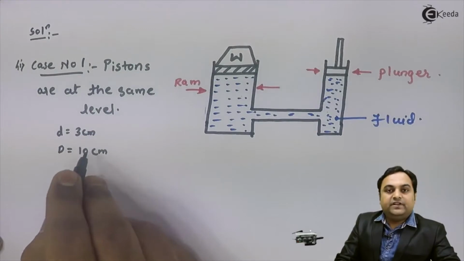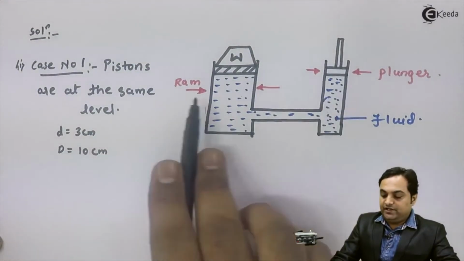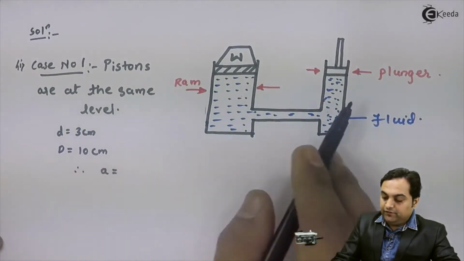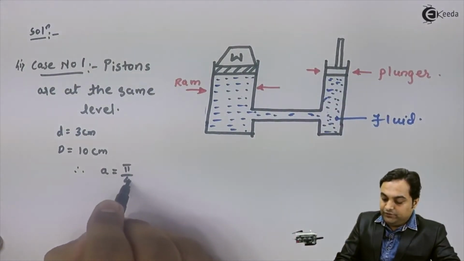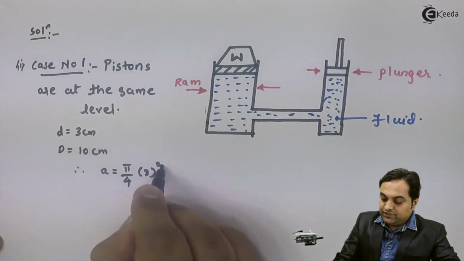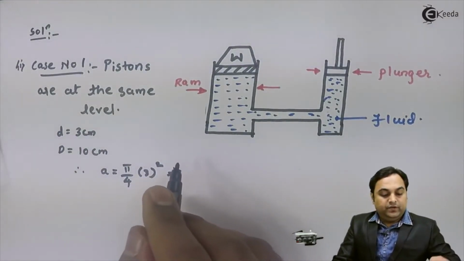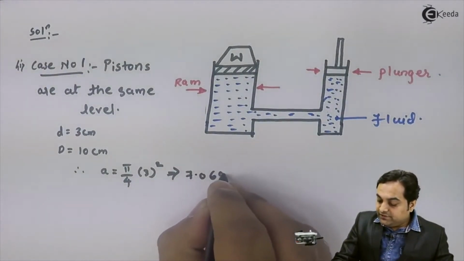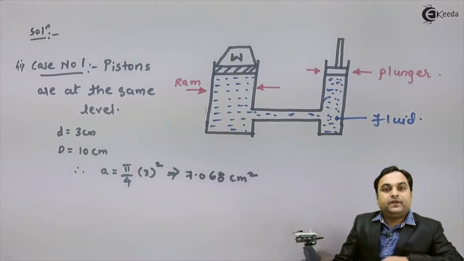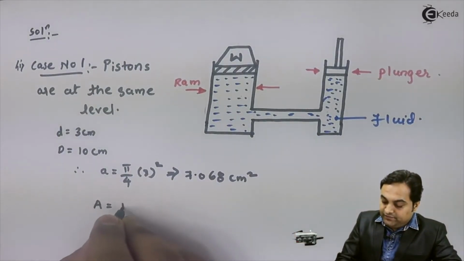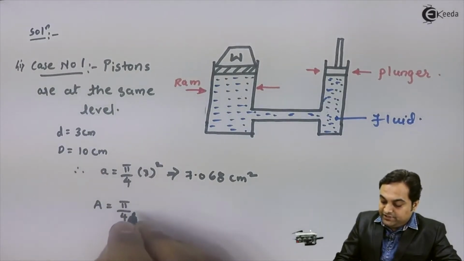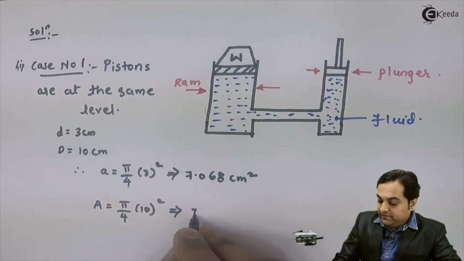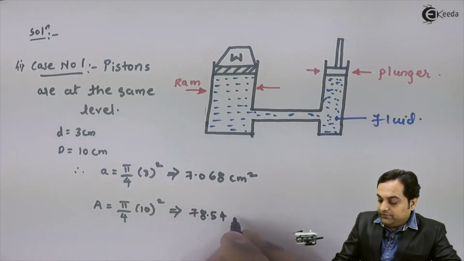Once I know the respective diameters, I can calculate area of the plunger and area of the ram. So therefore, small a indicates area of the plunger. Here it is pi by 4 into the diameter, which is 3, so 3 square. Small a value will be 7.068 centimeter square, and capital A value will be pi by 4 into diameter 10 centimeters, so 10 square, and my answer is 78.54 centimeter square.